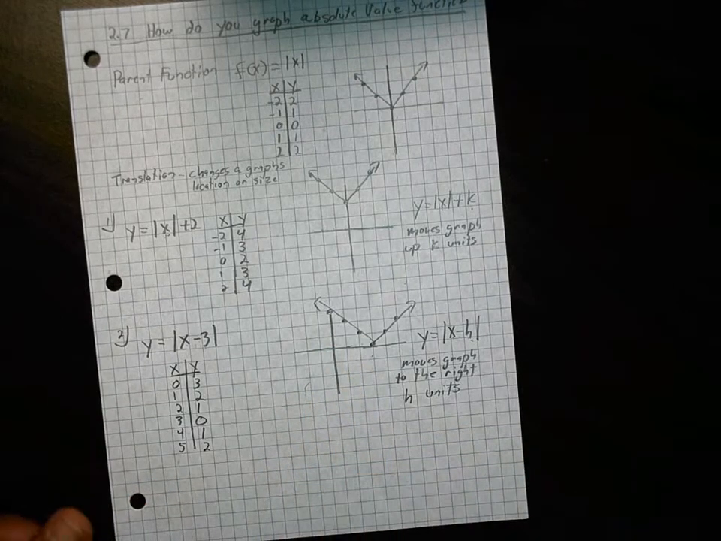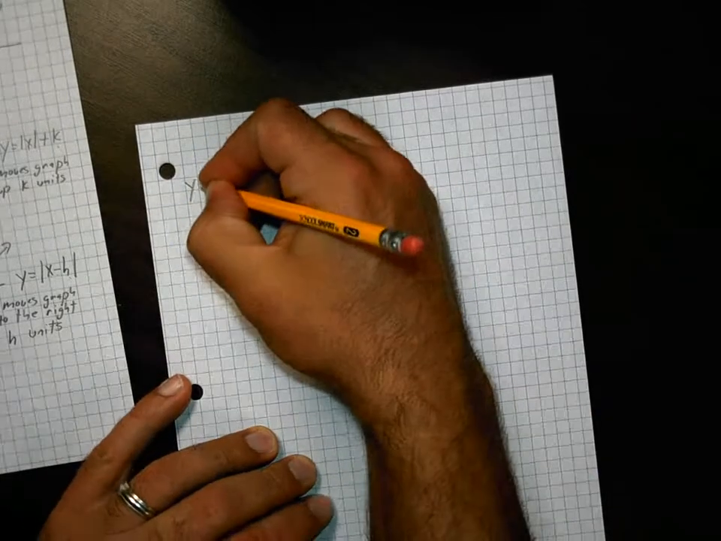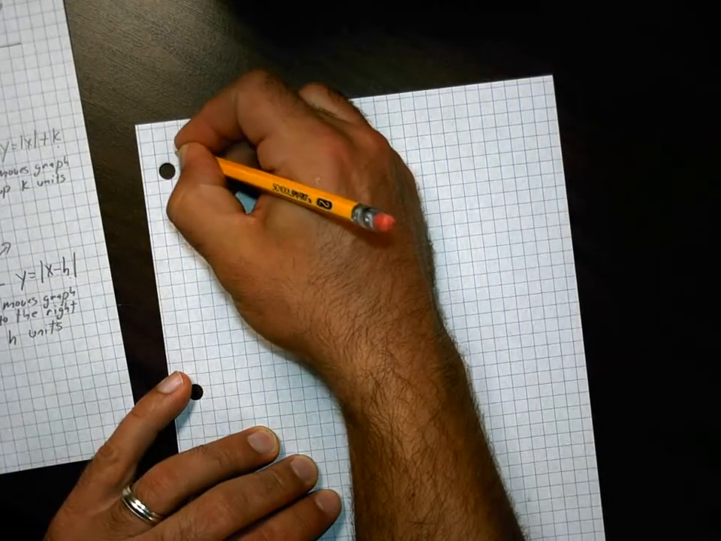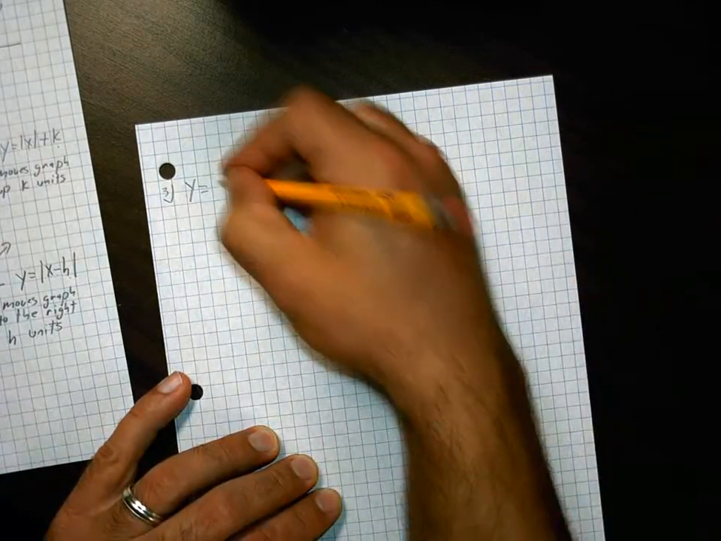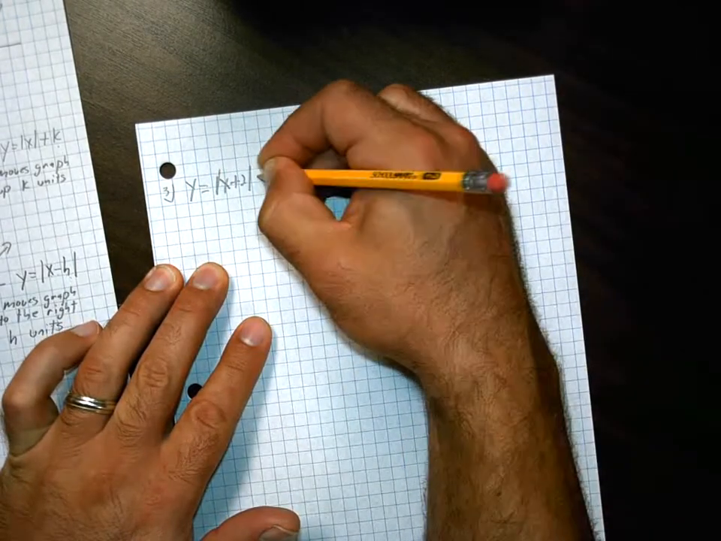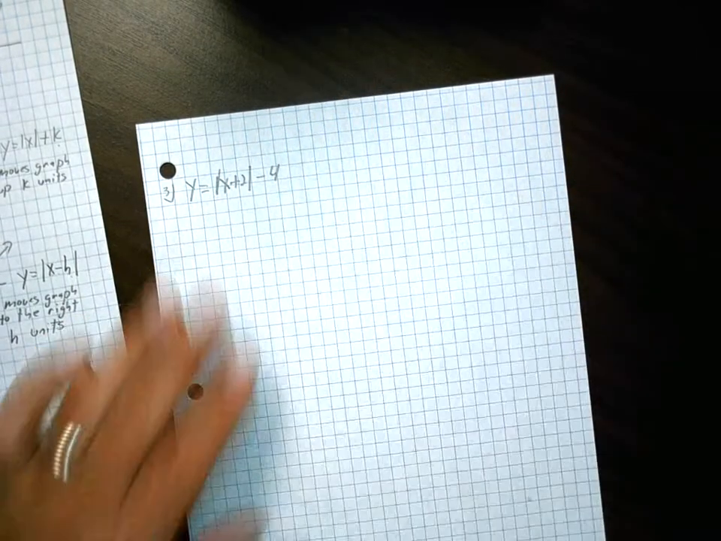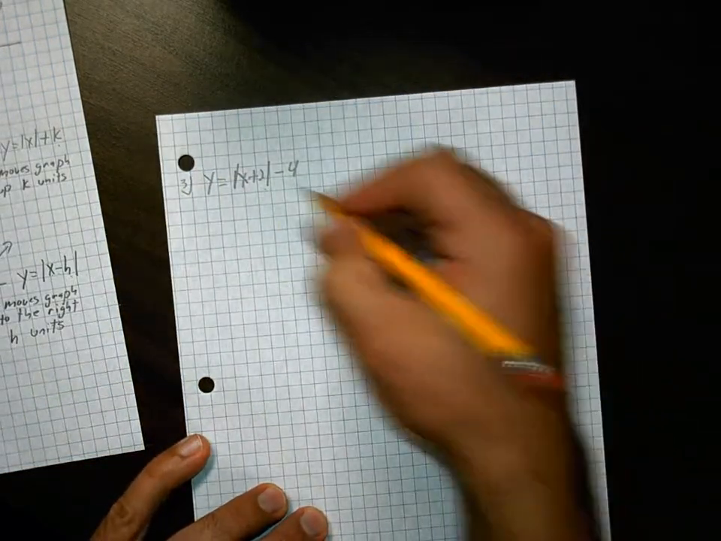Okay, so let's combine that now. Let's do another one, and combine these two. So this is number 3, I guess. Y equals absolute value of x plus 2, minus 4. Okay, so kind of think about what you think is going to happen there. And then let's make a table.